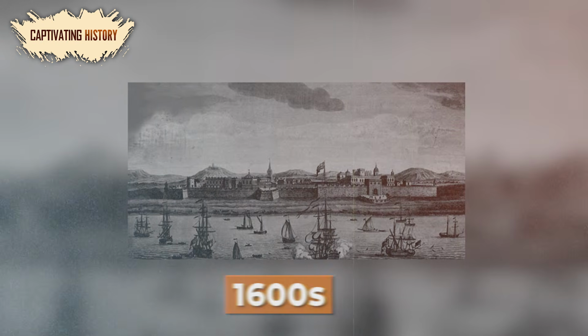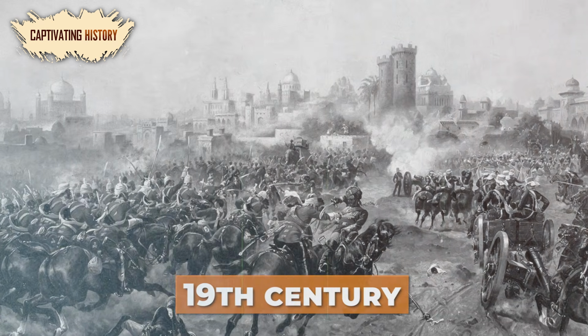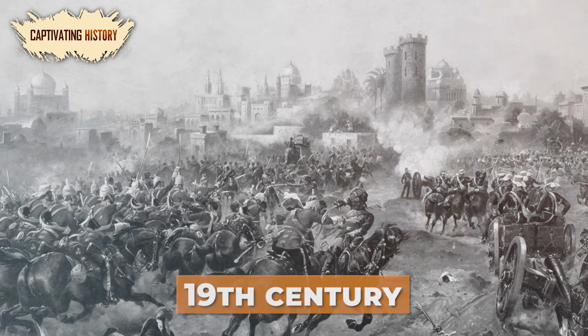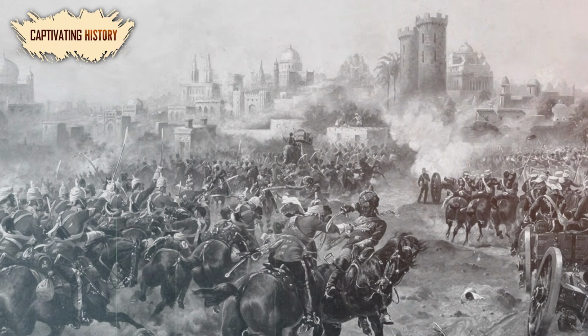The roots of partition reach deep into the soil of British colonialism. In the early 1600s, the British East India Company established a foothold in the Indian subcontinent. By the mid-19th century, following the crushing of the 1857 Indian Rebellion, Britain had assumed direct control over India. What followed was nearly a century of imperial rule, marked by both development and division.